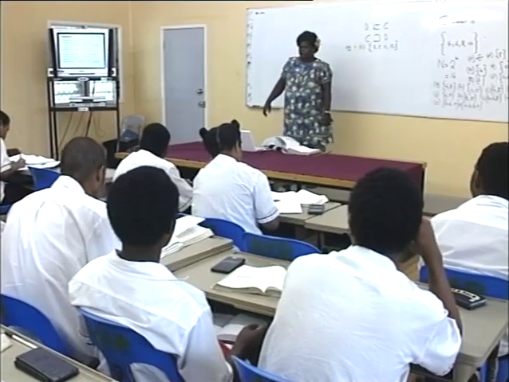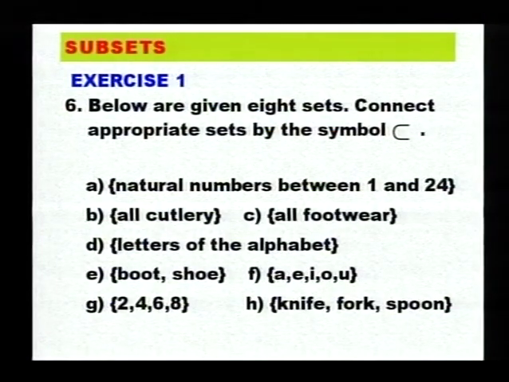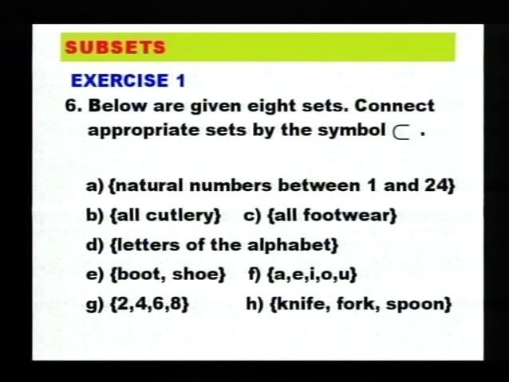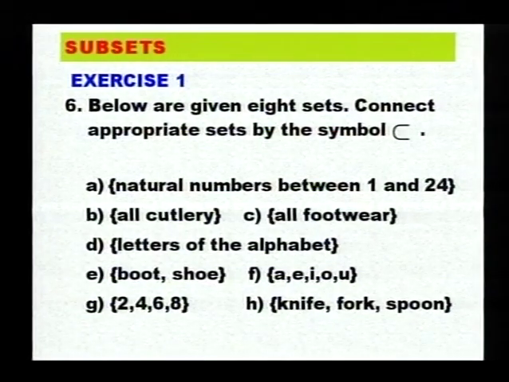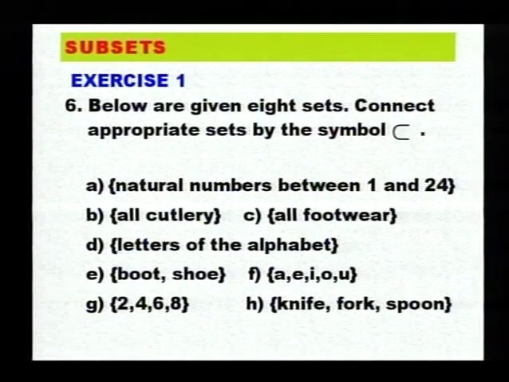Okay, this is the one I need to explain. Below are 8 sets. Connect appropriate sets by the symbol, the subset of, okay, the symbol that's given. Number 1, there A gives natural numbers between 1 and 24. B is all cutlery. C, all footwear. D, letters of the alphabet. E, a boot and a shoe. I don't know what the difference is. F, A, E, I, O, U, the vowels. G, 2, 4, 6, 8. H, knife, fork, and spoon. Okay.